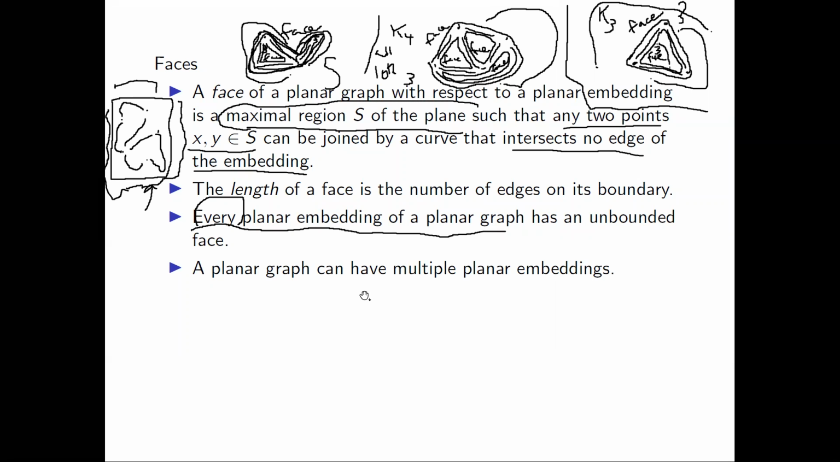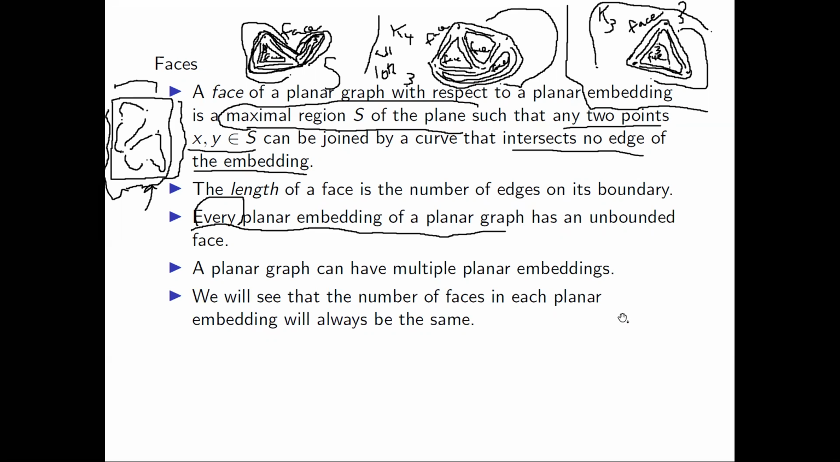And another thing I want to note, and this is something that we've already seen on the first slide, with both of the graphs that we drew, the K3 and the K4, we saw that they can have multiple planar embeddings. So any planar graph can have multiple planar embeddings. Like I said, you can rotate things, you can contract or dilate, you can also move vertices around a small amount, and this is not going to change it from being planar to non-planar.